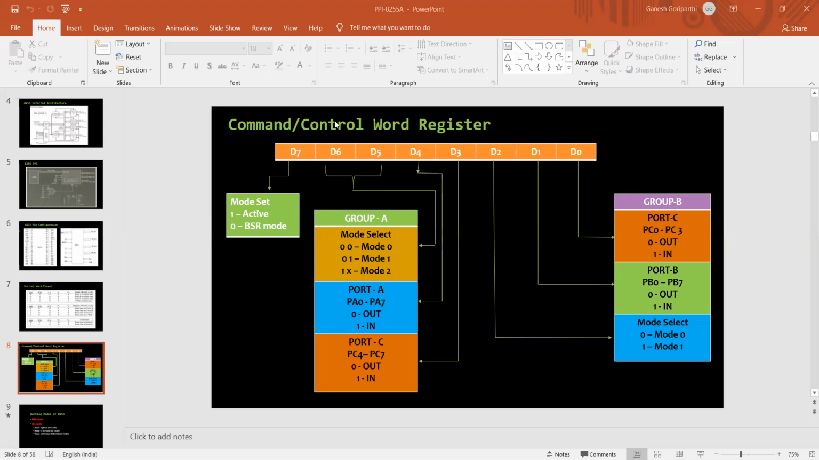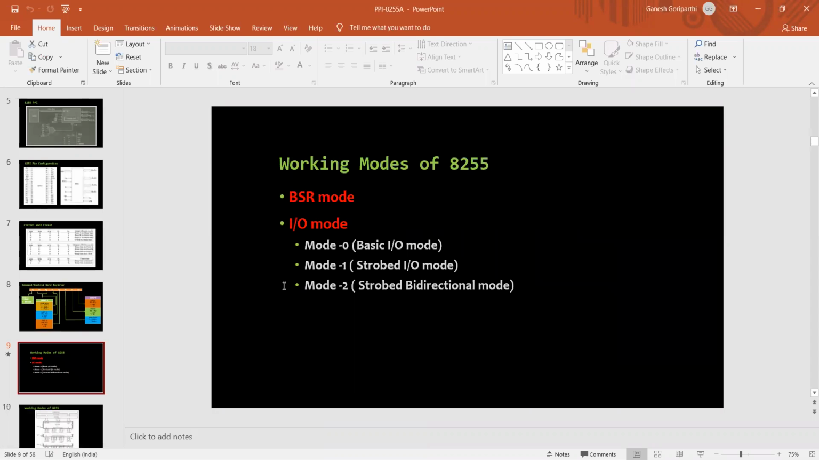command word register of 8255, or give in detail the operating modes of 8255. In this manner they will be asking you in parts. They may not ask you the entire 8255. They will just ask you in parts for 7 marks. So that is why you have to understand this part-wise.